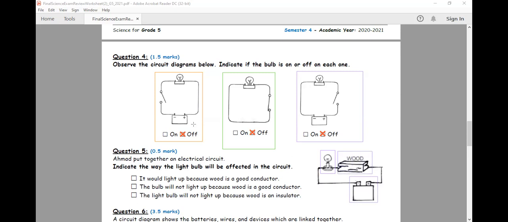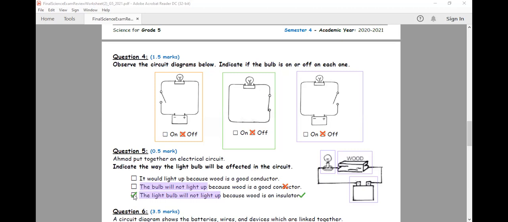What will happen? The light bulb will not light up because wood is an insulator. The third one. Good job. So the third light bulb will not light up. This is true. Why is that? Because wood is an insulator. Bravo. Wood is not a conductor. It is an insulator of electricity. It doesn't conduct electricity.